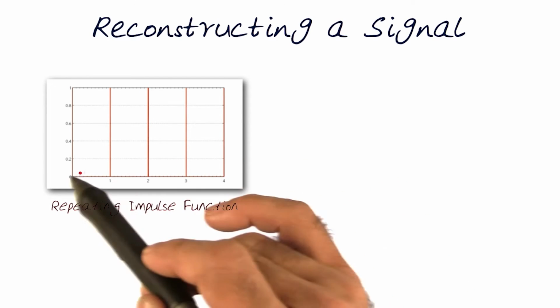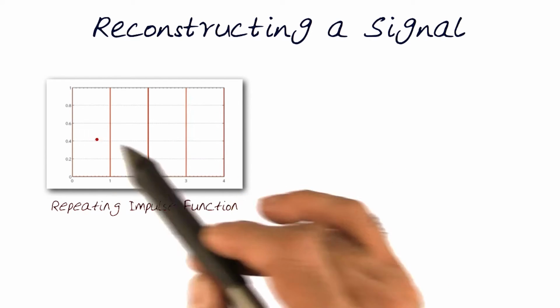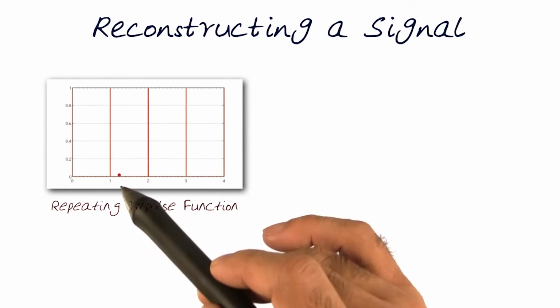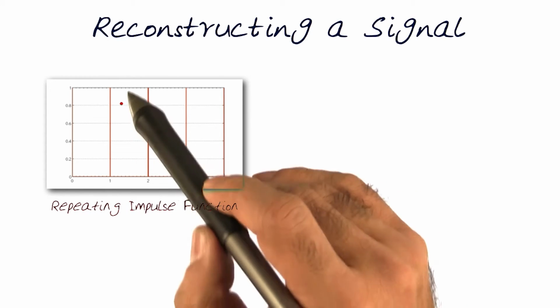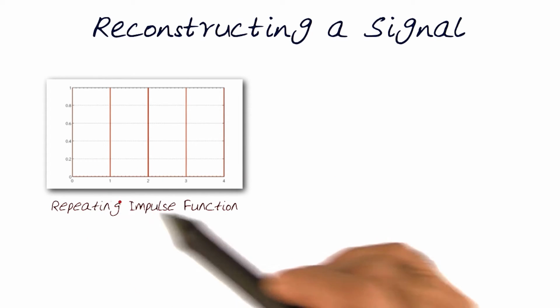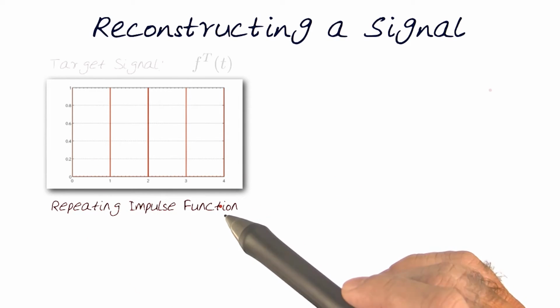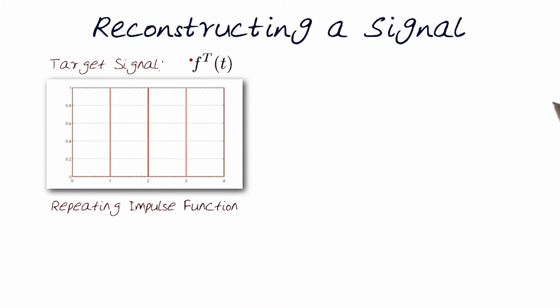In this case, it repeats 4 times. So this is 4 different periods. Whenever it hits point 1, 2, 3, and 4, it repeats and hits a magnitude of 1. So that's why it's referred to as a repeating impulse function. What we're interested in is, if this is my target signal, how would I go ahead and reconstruct it if I knew anything about this signal?